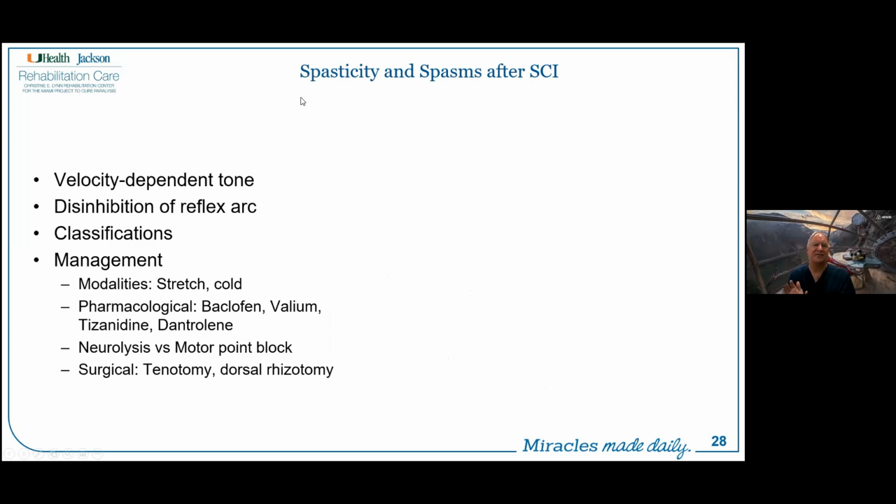Spasticity and spasms after spinal cord injury. So spasticity is velocity-dependent tone, meaning the person's muscle tone has increased. And the faster you move the limb through its range of motion, the more resistance you encounter. So this is essentially disinhibition of the reflex arc. Remember Sherrington's final common pathway.